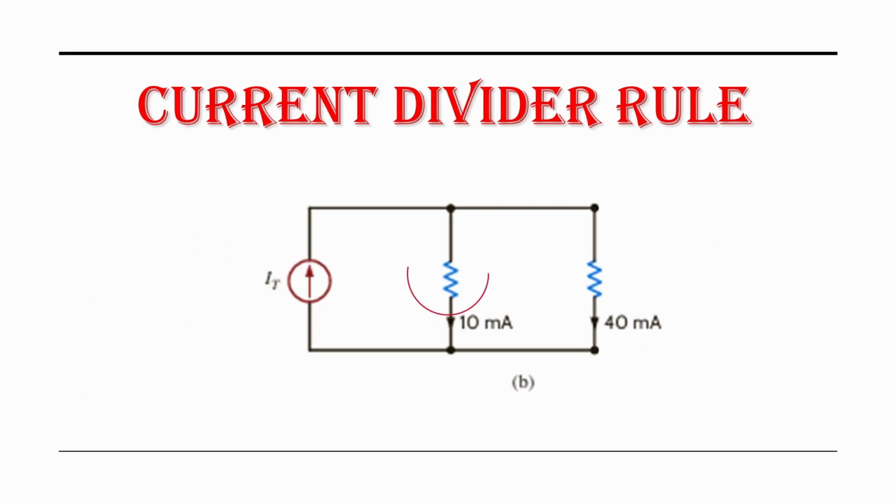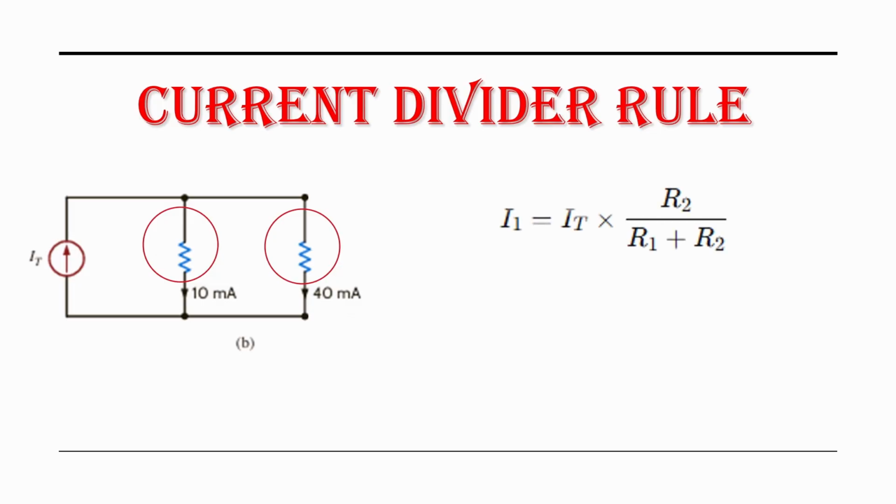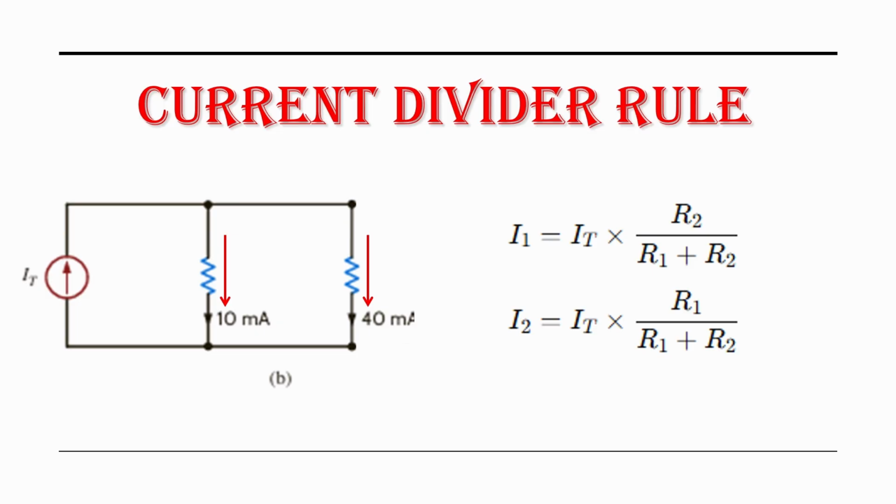Next is the current divider rule, which is used when resistors are connected in parallel. The rule here is a bit different. If you want to find the current flowing through the first resistor, R1, you multiply the total entering current by the opposite resistor, R2, and then divide by the total resistance of those two branches. So, I1 equals total current multiplied by R2 divided by the sum of R1 and R2. Remember this key difference. In a voltage divider, you use the same resistor you're measuring, but in a current divider, you use the opposite resistor in the numerator.